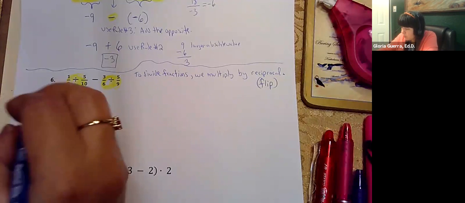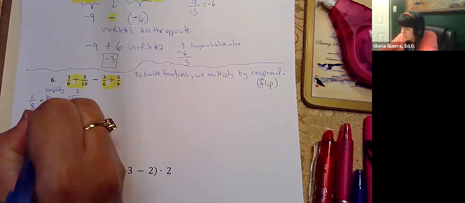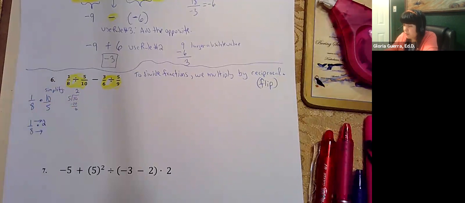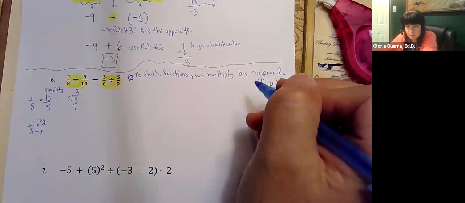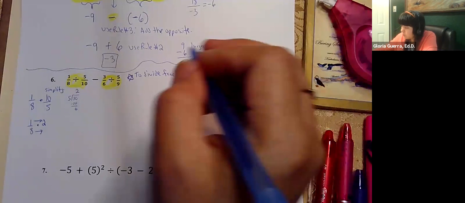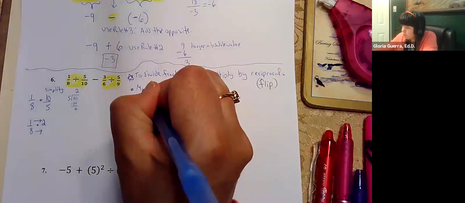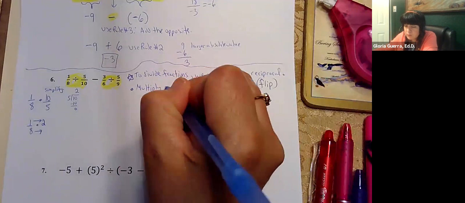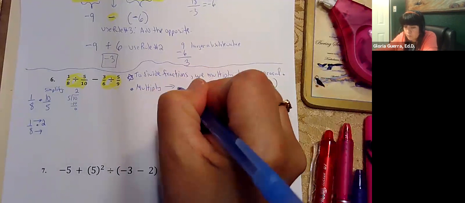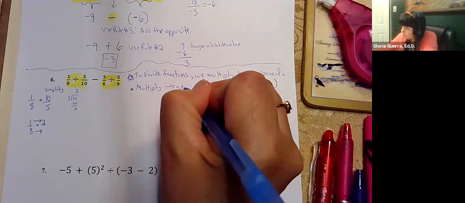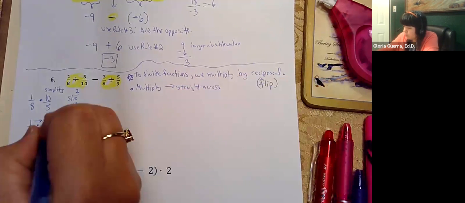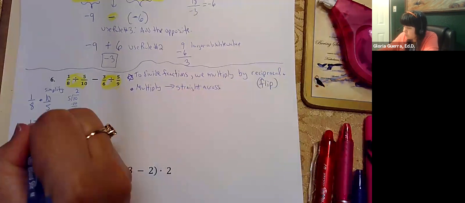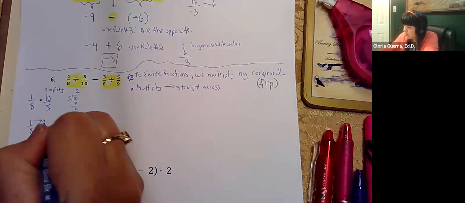And so remember now, when you multiply fractions, you multiply straight across. There's just an imaginary one down here. So to divide fractions, we multiply by the reciprocal, and then we multiply straight across. And that's what I'm doing here. 1 times 2 is 2. 8 times imaginary 1 is 8.